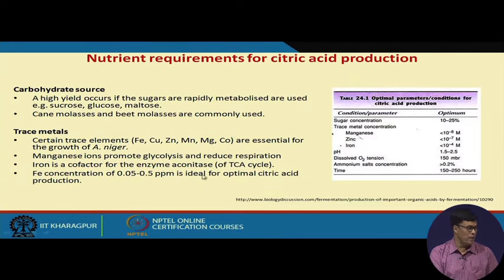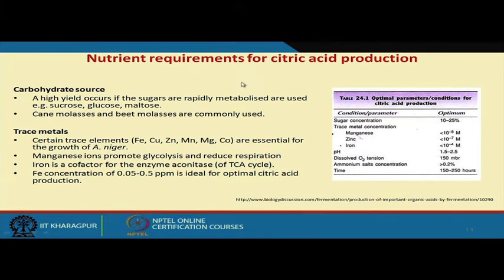Now the question comes: what are the nutrients required? This is very important as far as citric acid fermentation is concerned. If you look at the carbohydrate sources, a high yield occurs if the sugars used are rapidly metabolized, as for example sucrose, glucose and maltose, and cane molasses and beet molasses are commonly used. Now here we have a little problem, because cane molasses is also a good media for the growth of yeast cells.